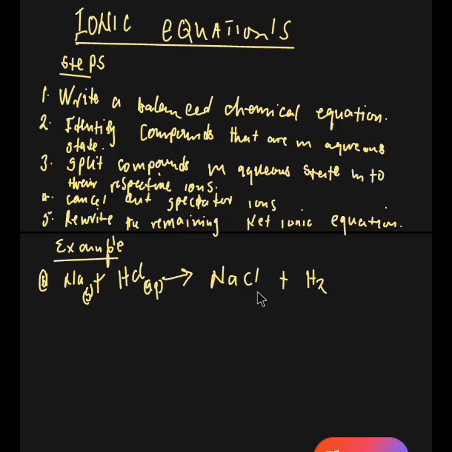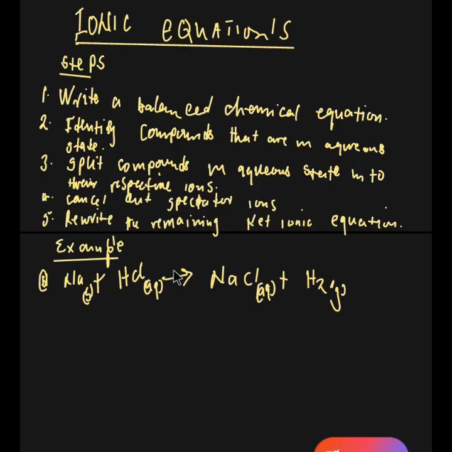Then we also have sodium chloride. This is a salt, which is also in aqueous state. Then we have hydrogen gas, which is in gas state. So now, following our steps, when you are writing an ionic equation, the first step says write a balanced chemical equation. So let's confirm whether the equation that we have is balanced or not.